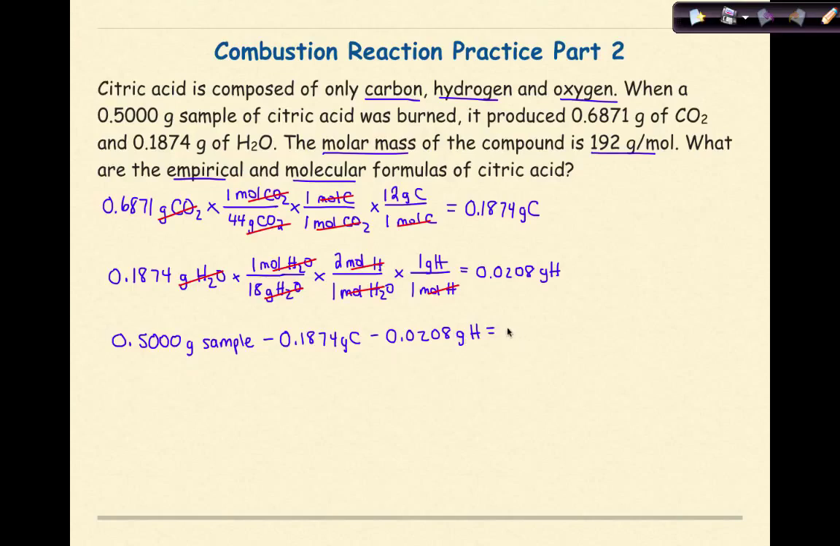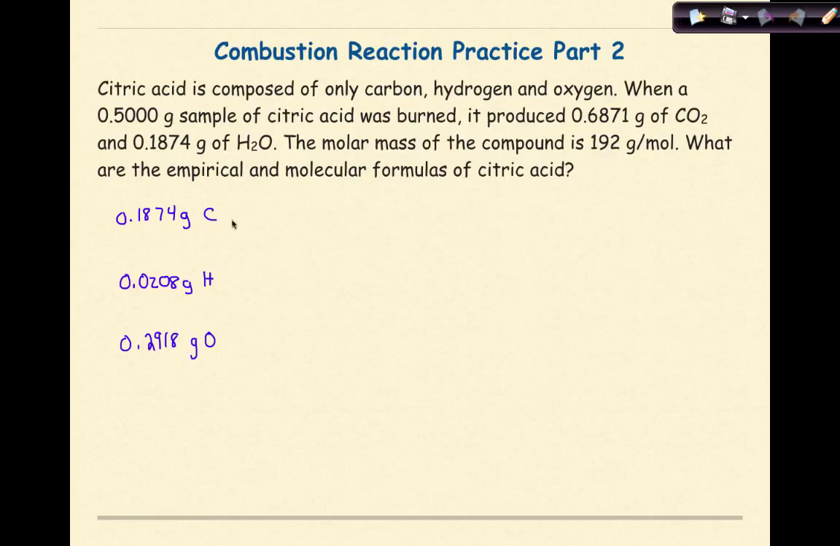So if I subtract all those out, I'm going to get 0.2918 grams of oxygen. And there you go, people. I have the 3 important things that I need. My mass of carbon, my mass of hydrogen, and my mass of oxygen. I can take these 3 numbers now and find the empirical formula.